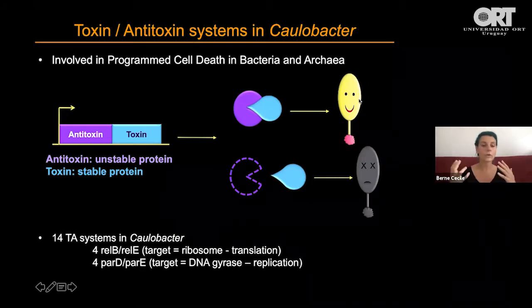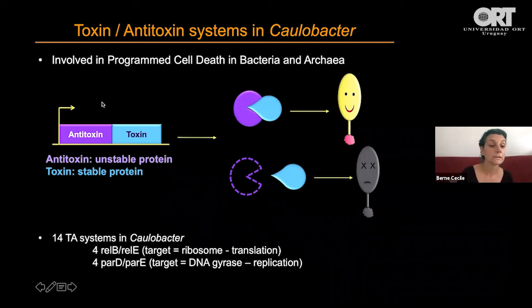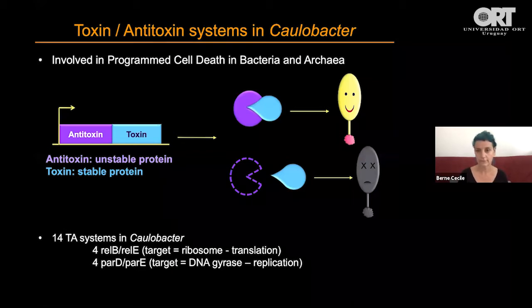However, if for some reason the expression of this operon is changed and the equilibrium between the amount of toxin and antitoxin is broken, as the antitoxin is very unstable, it will be degraded. The toxin being very stable will stay in the cell. It will be free, and a free toxin is bad news for you. You will die.